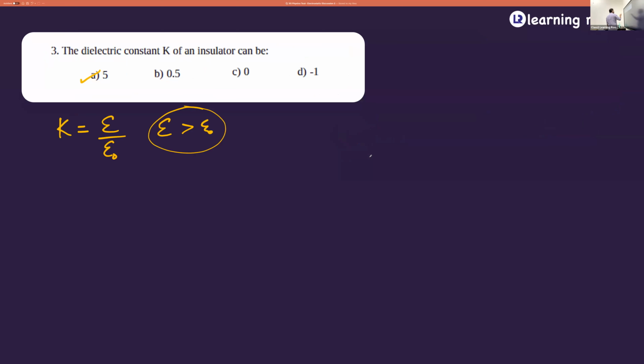So the dielectric constant K of an insulator can be, what is it? It can be 5, because a dielectric constant is epsilon divided by epsilon naught. It is basically the ratio of the permittivity of the medium to the permittivity of free space. The permittivity of a medium is always greater than the permittivity of free space. So the numerator is greater than the denominator, and the value of K will always be greater than 1. Look at the options. 5 is the only option which is greater than 1. Am I clear?